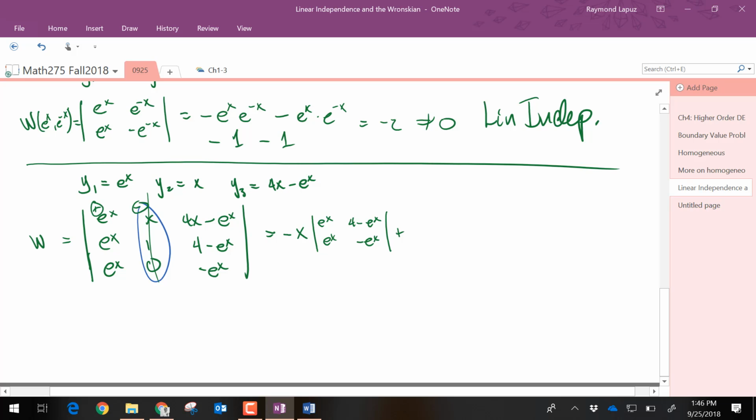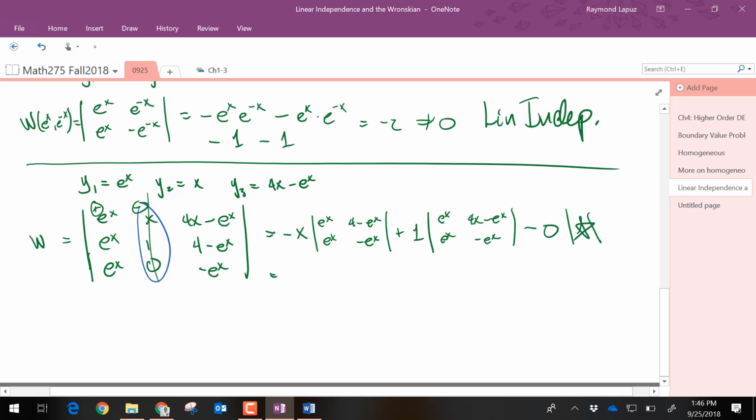Okay. Next one is a 1 times, I cross out the row and the column that contains 1. I have e to the x, 4x minus e to the x, e to the x, negative e to the x. And then the next one is a negative, but it's going to be 0, so I'm not even going to care what's happening in that matrix, because that's going to disappear.